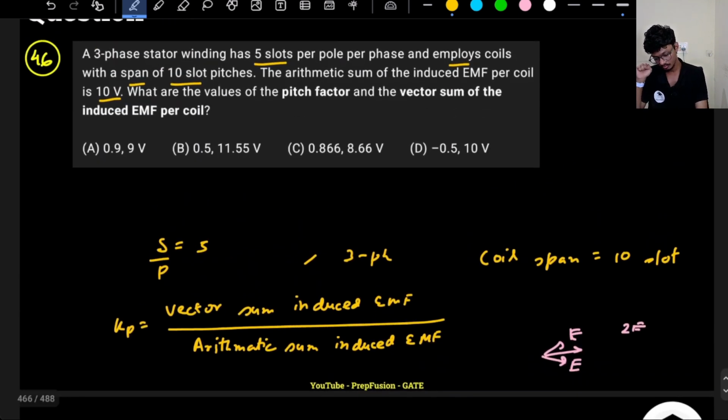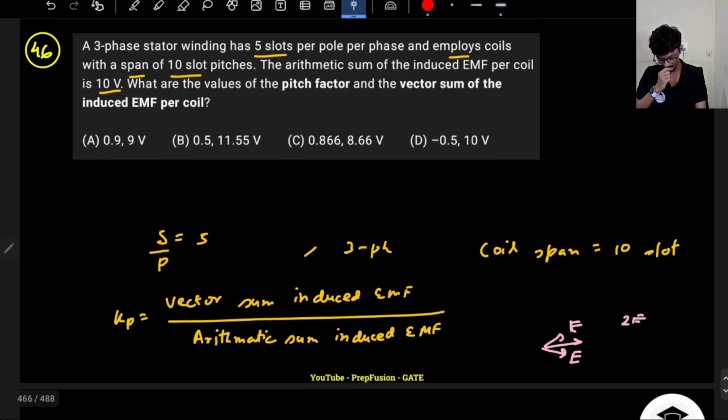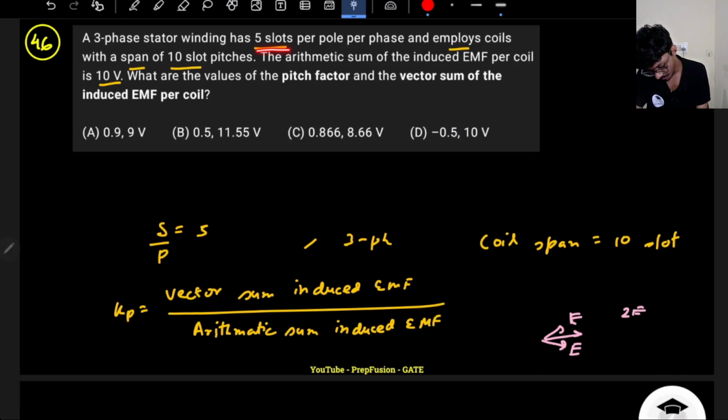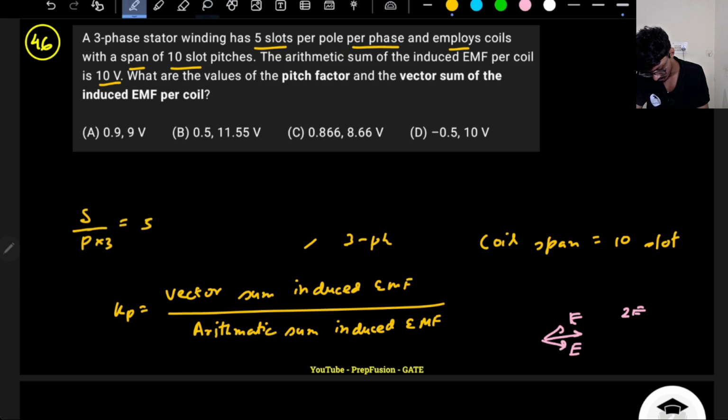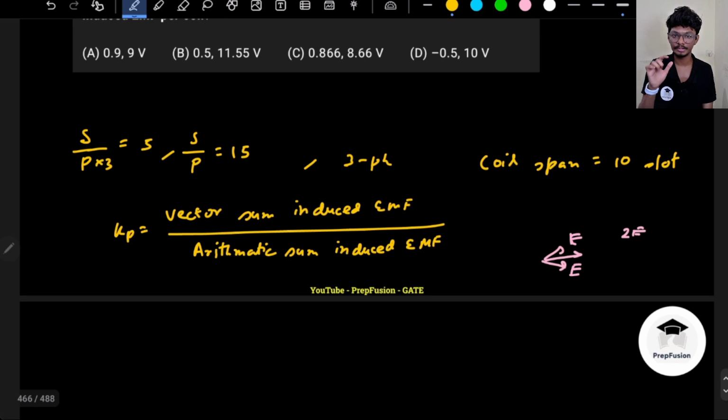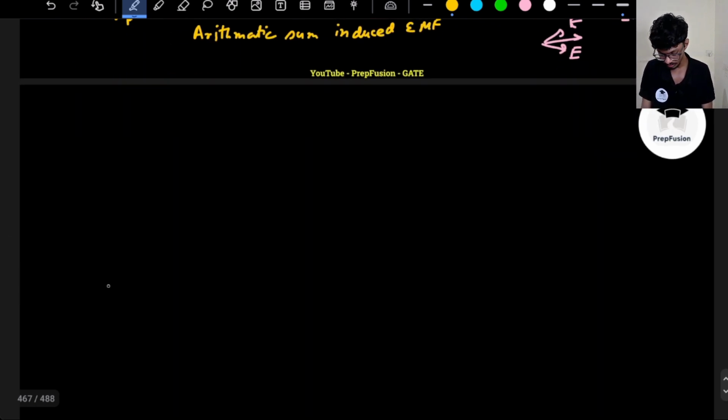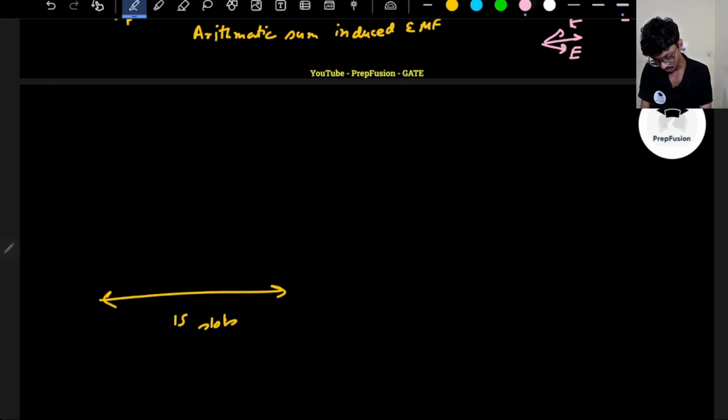So what are the values of the distribution factor and the vector sum of the induced EMF per coil? Slots per pole per phase is 5, so what will be slots per pole? Sorry, slots per pole will be 15. So a whole pole covers 15 slots, and out of those 15 slots, 10 slots are used for the coil span.